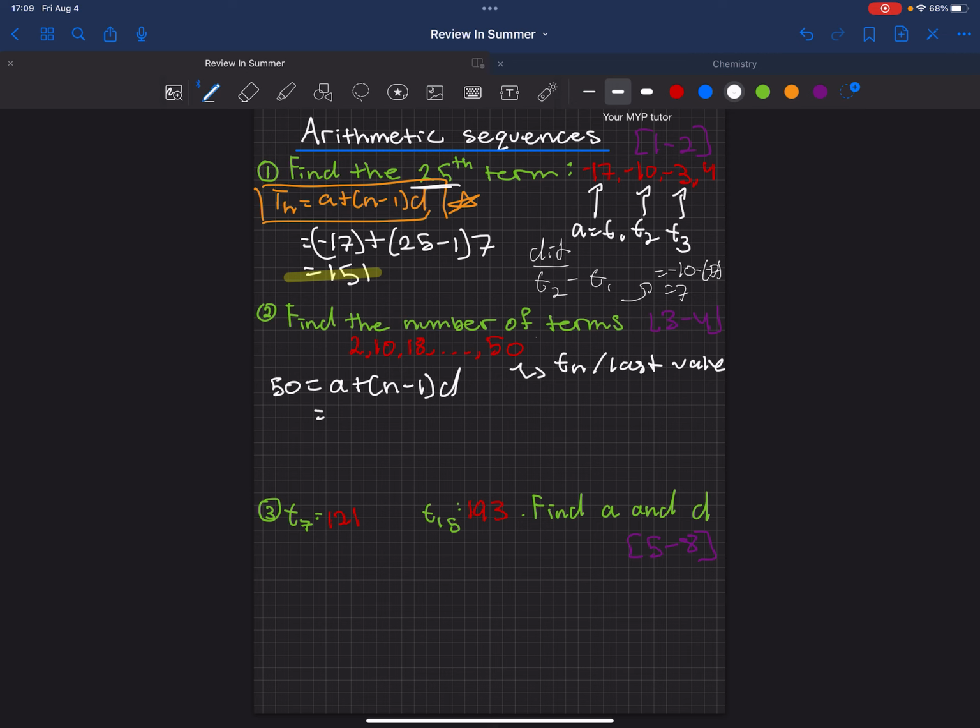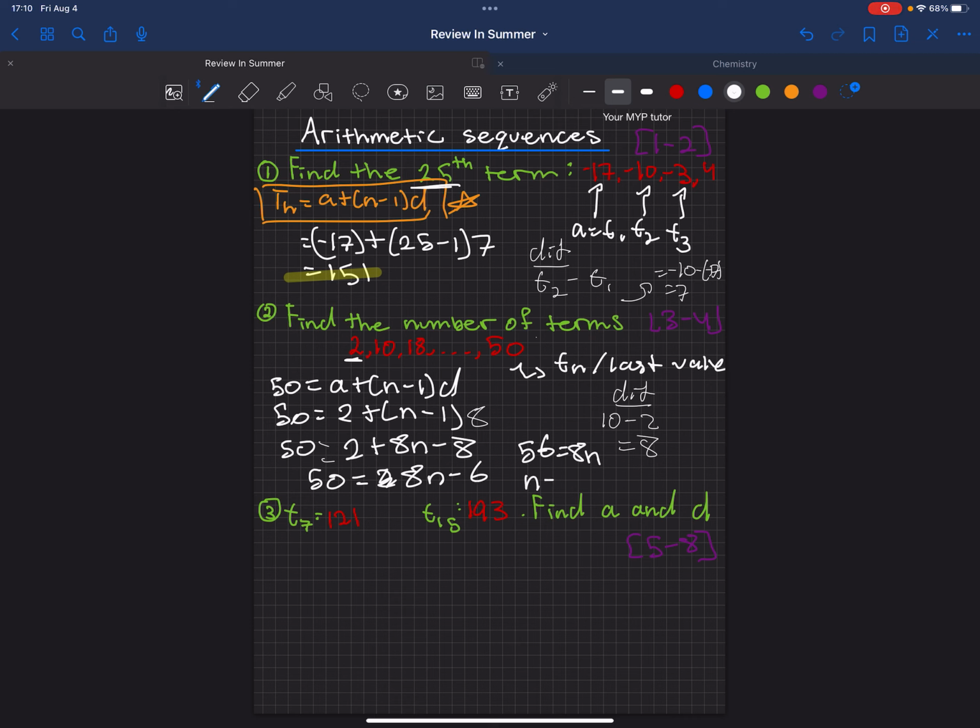We know that a is going to be 2, so 2 plus, we don't know the number of terms, so n minus 1, and then times the common difference. Again, to find the common difference, all you have to do is 10 minus 2 is equal to 8, so you times this by 8. And then you do 2 plus 8n minus 8. 50 equals 8n minus 6. 56 equals 8n. n is going to be equal to 7. So therefore, there are 7 terms in this sequence.